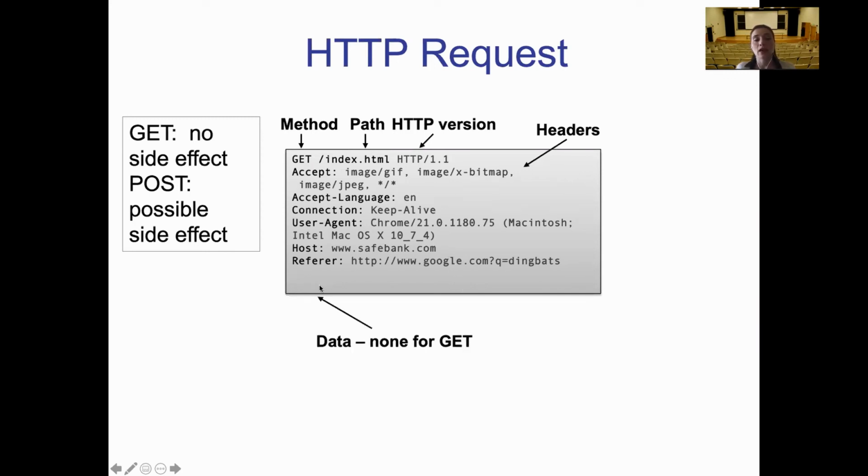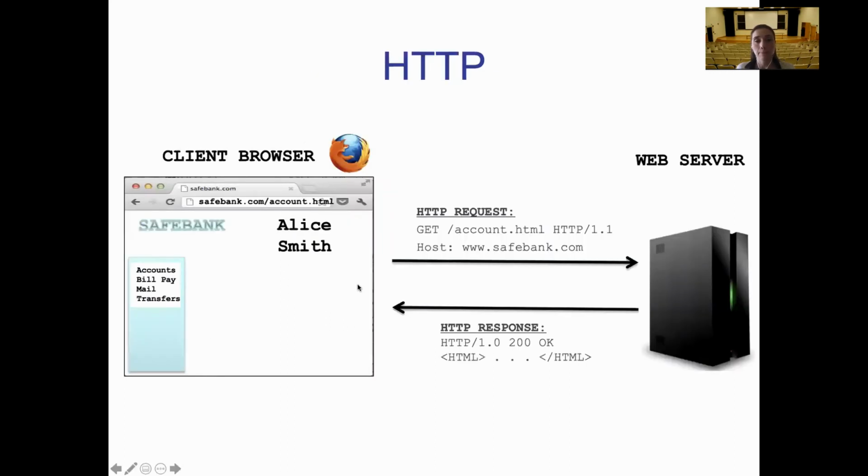Then comes the data. In the case of a GET, you don't really have any data because you're requesting things from the server. But in the case of a POST, if the method were a POST, then you might want to have some data and post it on the server. So that can have a possible side effect if, for example, the server is recording the data. And then the blank line is where the HTTP request is ending.